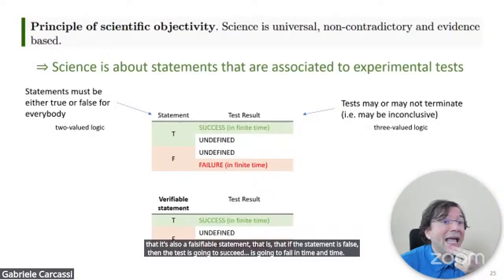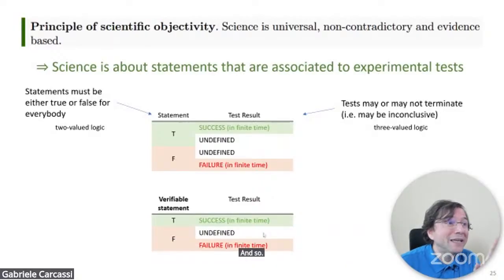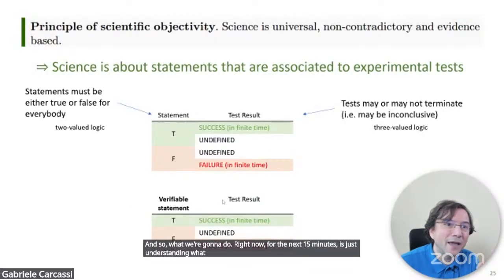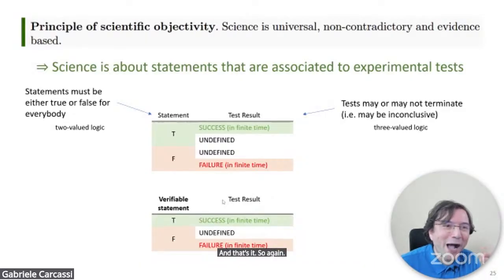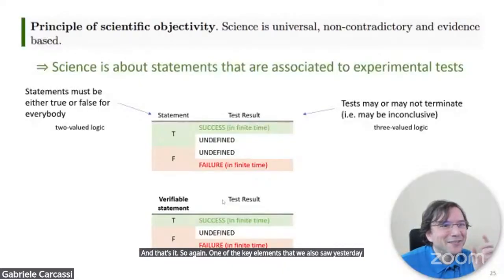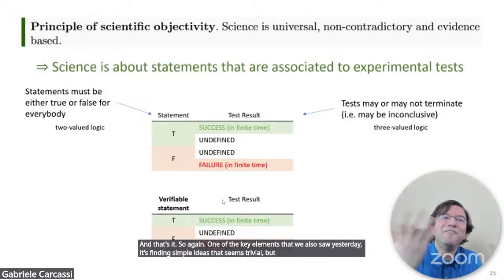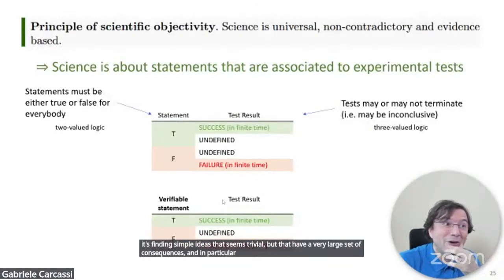And so what we're going to do right now for the next 15 minutes is just understanding what this simple thing gives you in terms of a mathematical structure. And that's it. So again, one of the key elements that we also saw yesterday is finding simple ideas that seem trivial, but that have a very large set of consequences, and in particular here, they give you a rich mathematical structure.